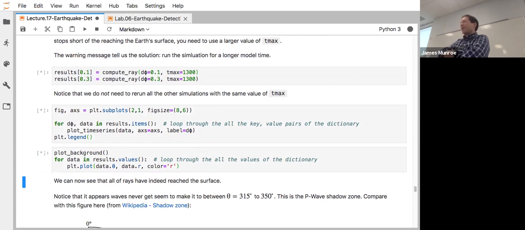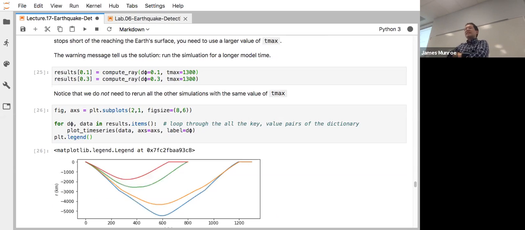Good point to pause for questions. Is this idea of a set of tools for analyzing a model making sense? I've got a tool that runs the model, that's compute ray. I've got a tool that lets me visualize the rays. I've got a tool that lets me see how long it took to run, the path of them.